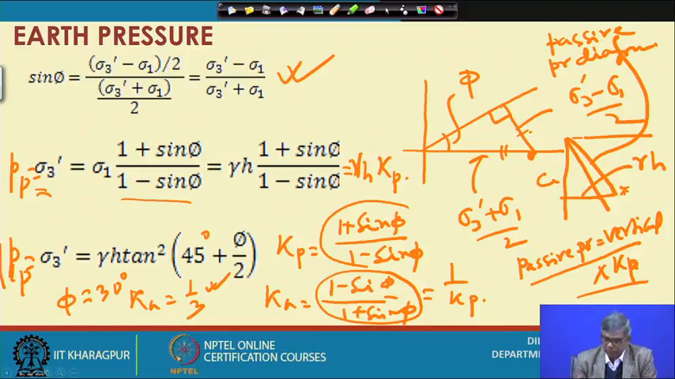Now, these are the things based on the Mohr circle at failure. For both the active case and the passive case we could establish the coefficient of active earth pressure K a and the coefficient of passive earth pressure K p, and their expressions are (1 plus sin phi) by (1 minus sin phi) or (1 minus sin phi) by (1 plus sin phi). So, we have now got these things.